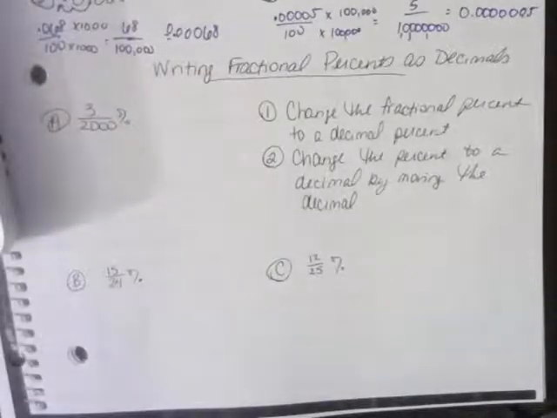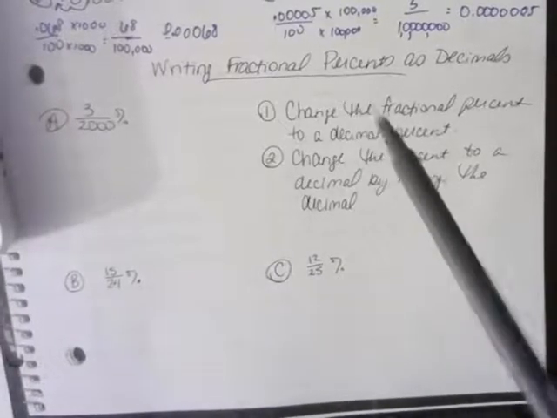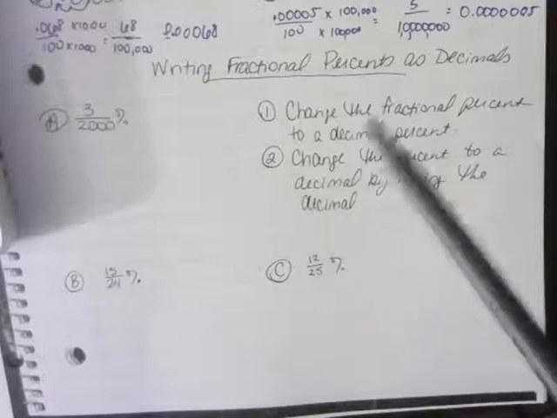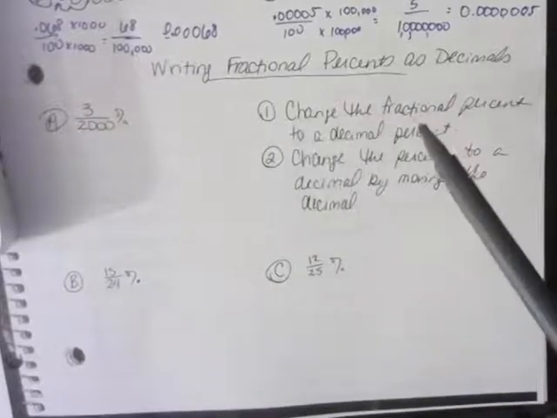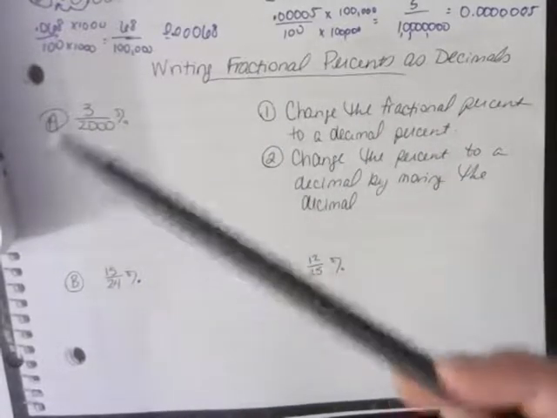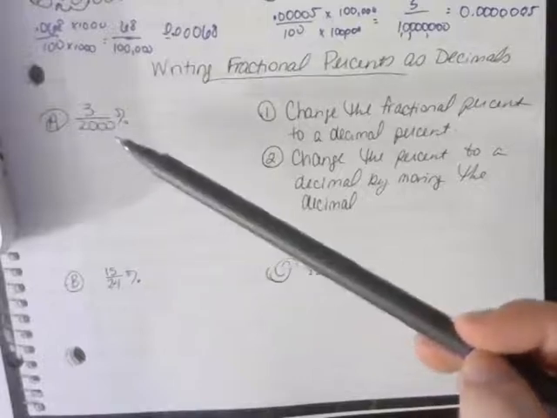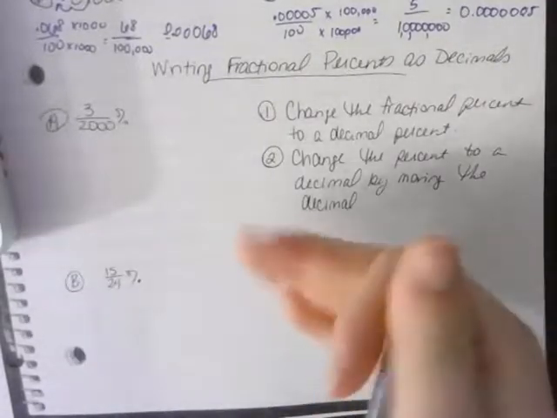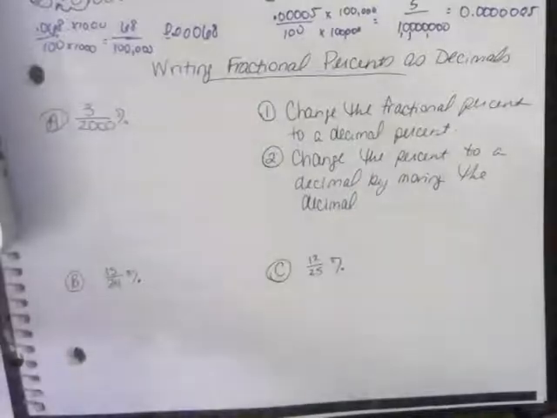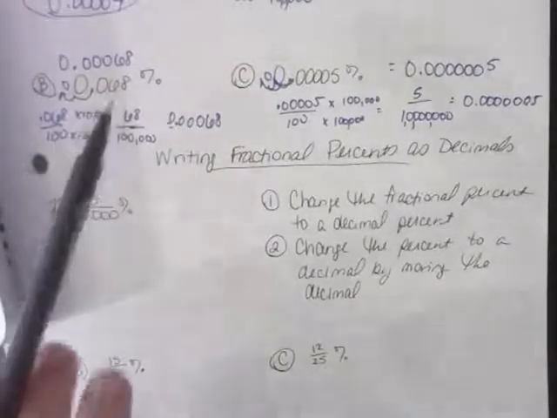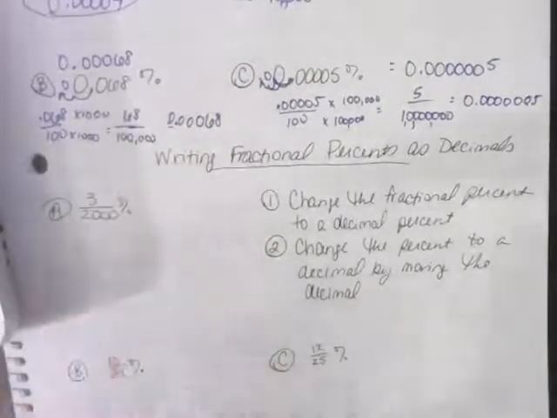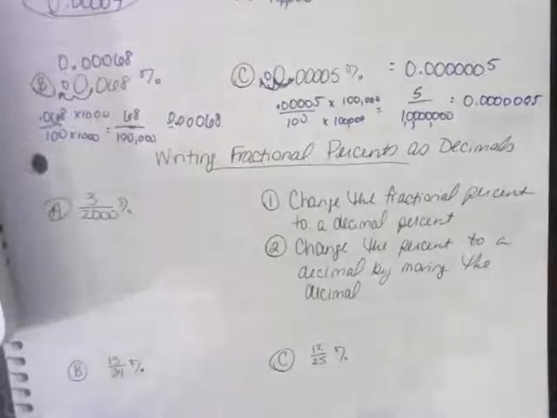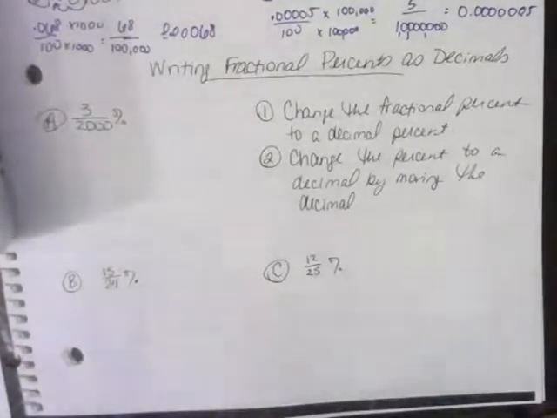Alright, the next part is writing a fractional percent as a decimal. There are two steps that I wrote out here for us. First thing we want to do is change the fractional percent to a decimal percent. Right now it's a fractional percent because it is a percent. I've got my sign right there, and it's written as a fraction. Whereas up here, our percents were written as decimals. So we want to change this so it's a decimal percent, not a fraction.